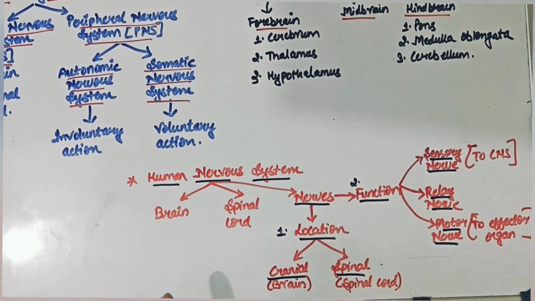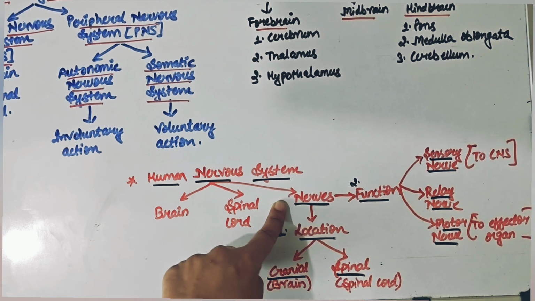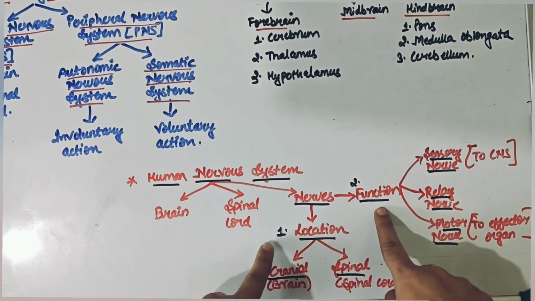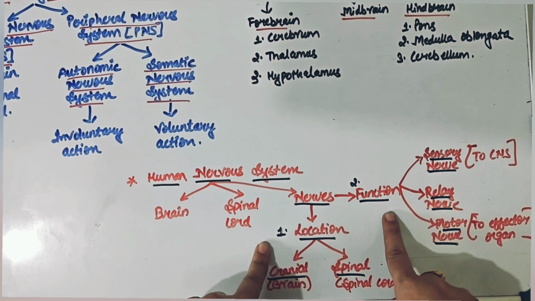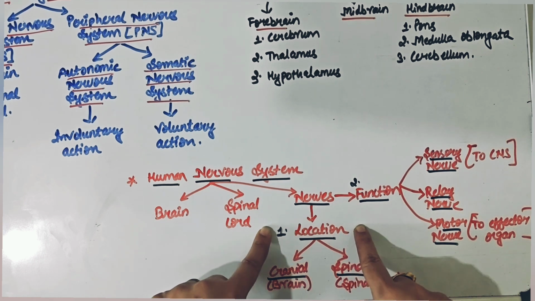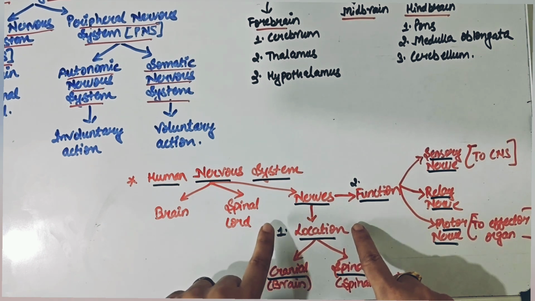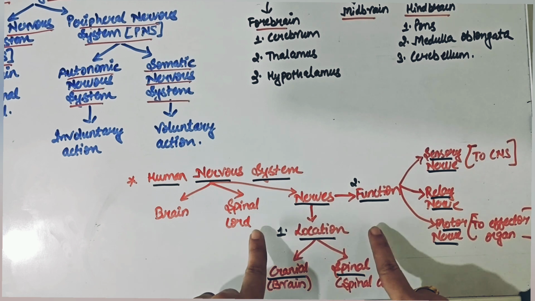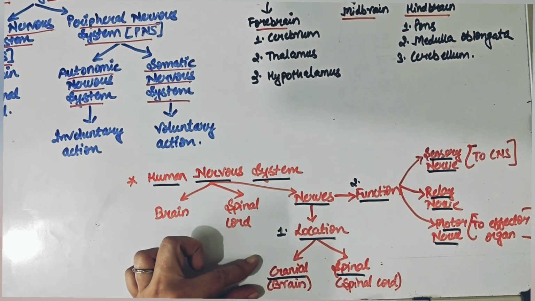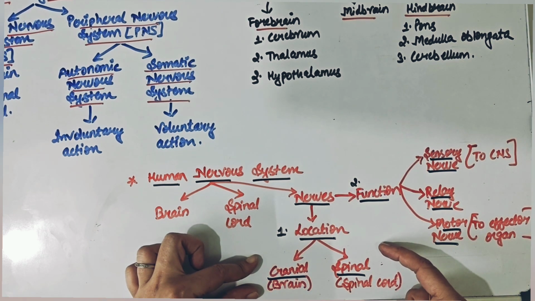So when we talk about the different nerves, we can study these nerves based on two different criteria. The first is based on their location, meaning from where these nerves are originating. Based on location, we have two types of nerves that you need to know. The first one are the cranial nerves and the second one are the spinal nerves.